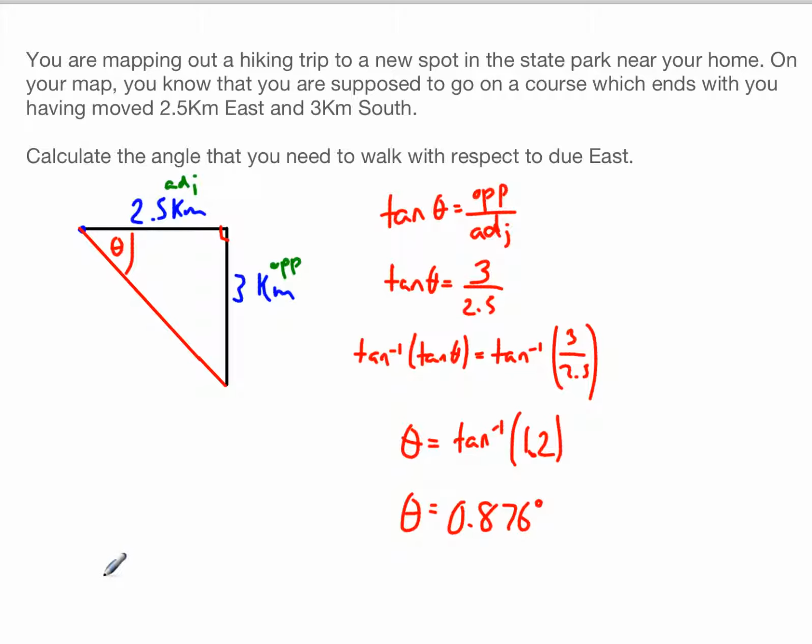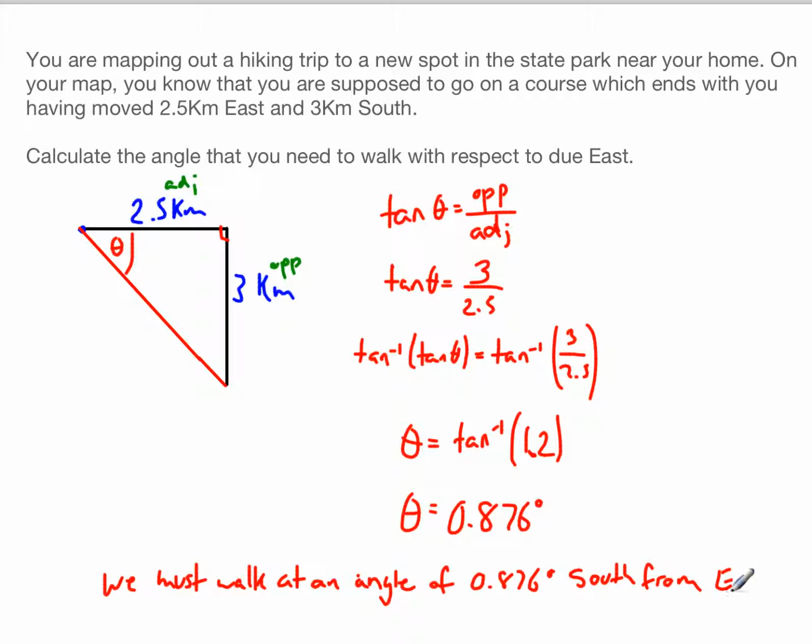So we must walk at an angle of 0.876 degrees. We could say south from east. Now, there are other ways of indicating where the angle is, but the point is you have to answer the question, which is calculate the angle you need to walk with respect to due east. So you can say from east we need to walk south 0.876 degrees, or any other way you like, but you do need to answer that question.